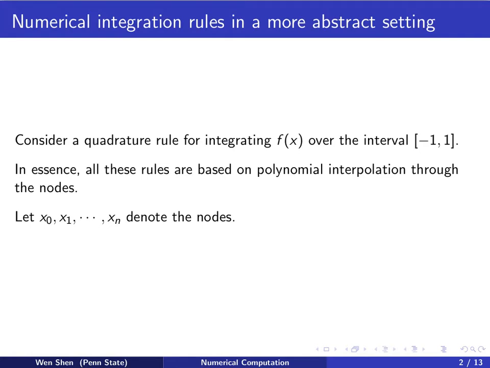To fix the ideas, let's consider a quadrature rule for integrating a function f over the interval from -1 to 1. In a sense, all the rules we have seen are at the core based on polynomial interpolation of this function f through the nodes. So let's fix some notation and call the nodes x0, x1, up to xn. So we have n+1 nodes.